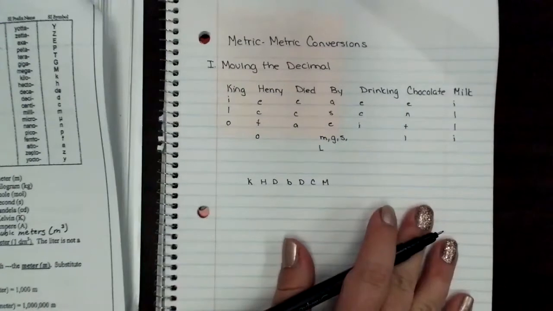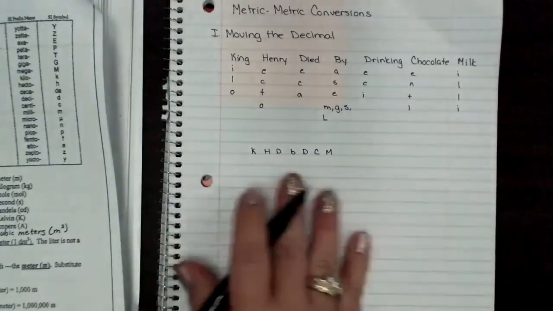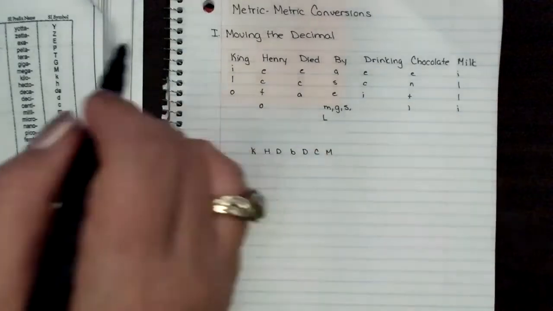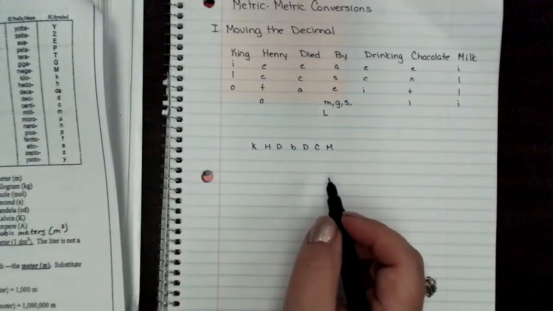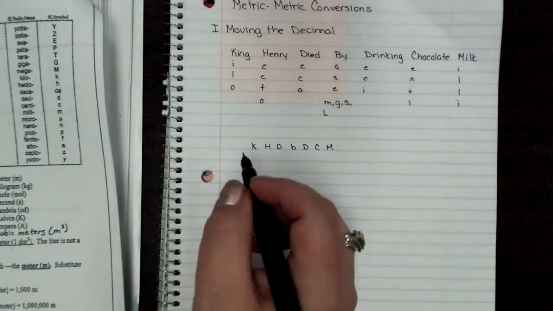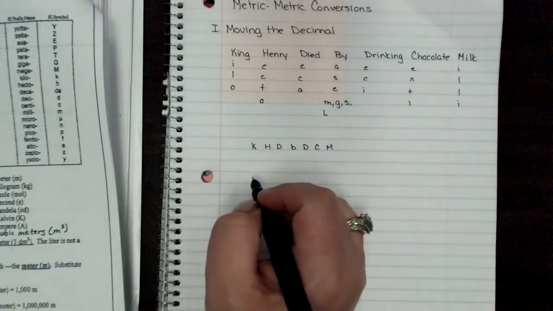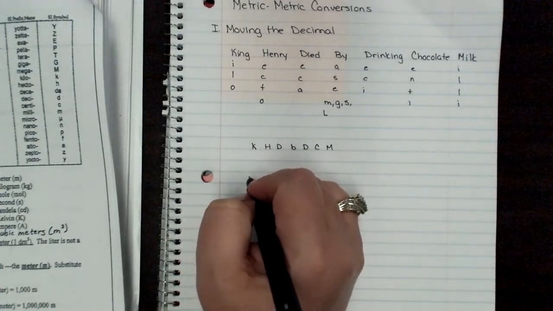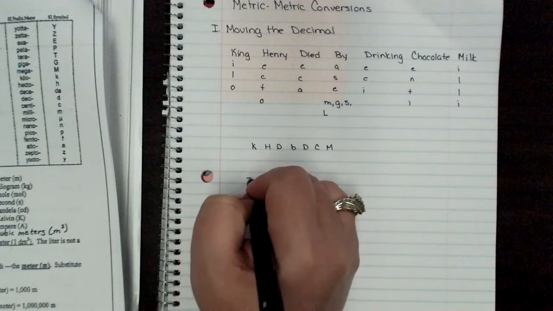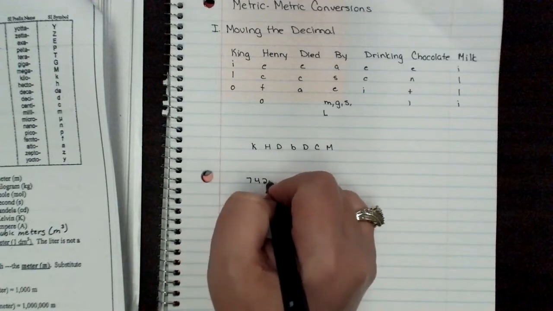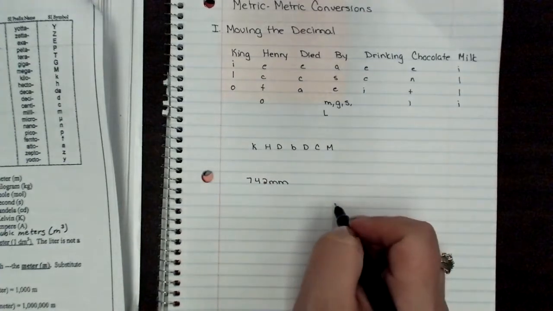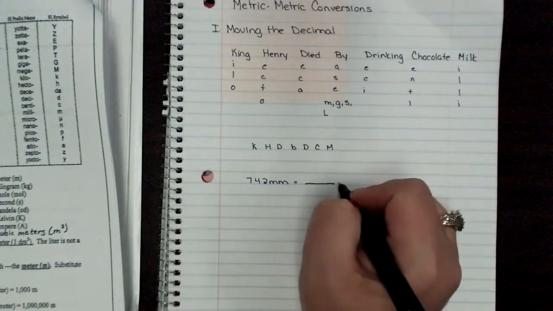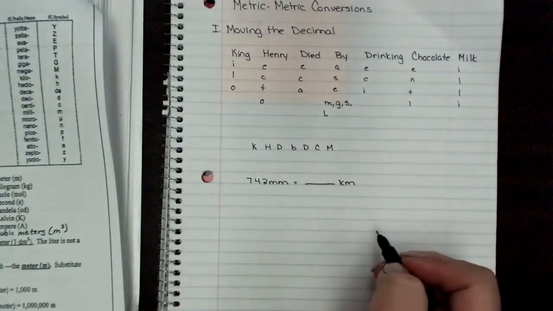And I still use this. If I need to convert, and I can't do it in my head, I'll whip this out. You'll see me across it trying to determine how I would move my decimal. Okay, so let's just say that you come into class and I tell you that I have a piece of thread, and this thread is 742 millimeters long. And I want you to tell me how many kilometers that would be.